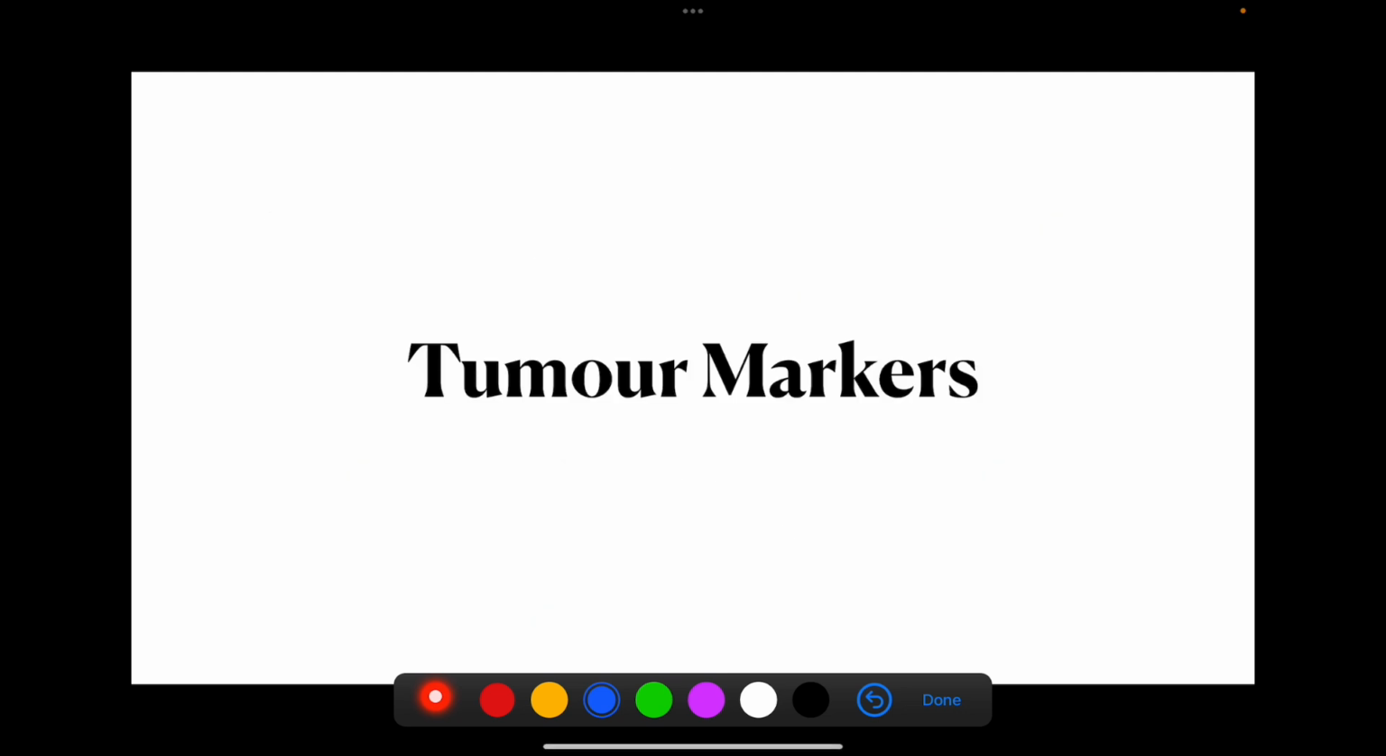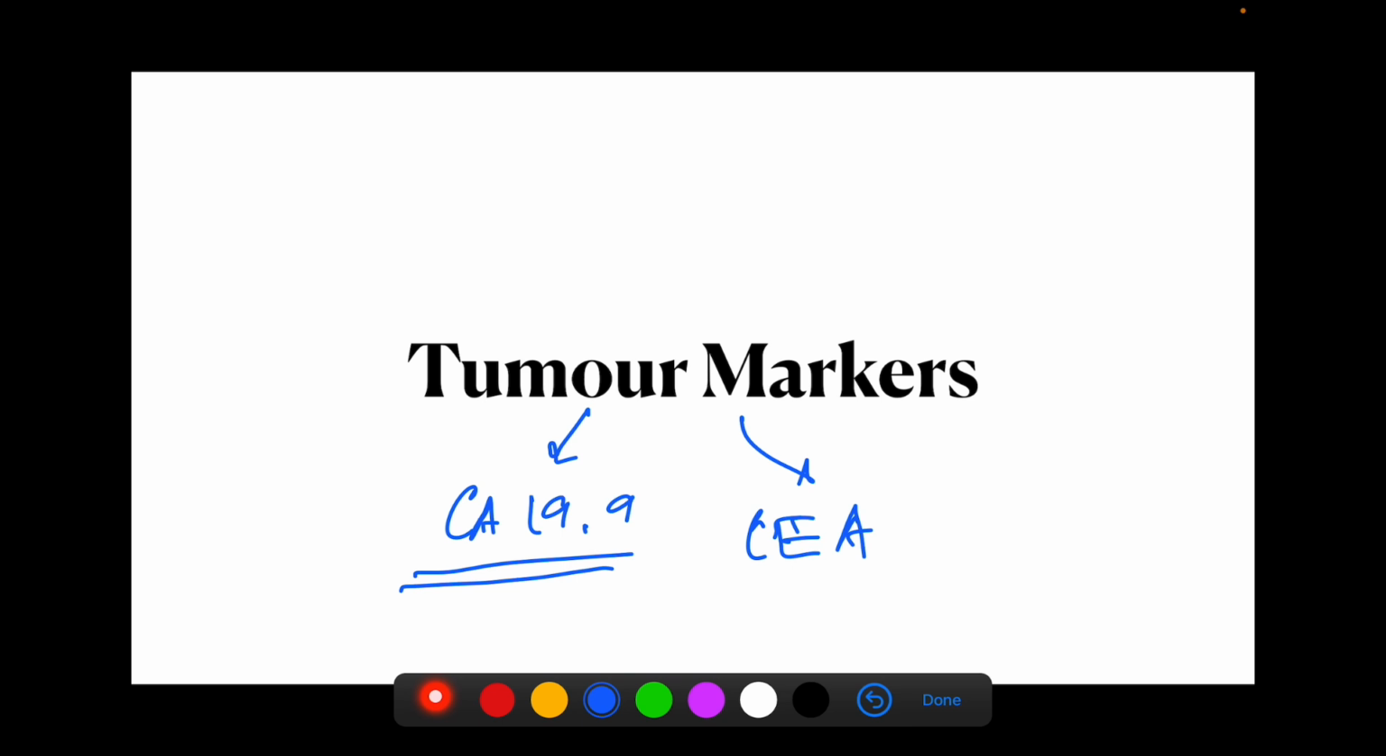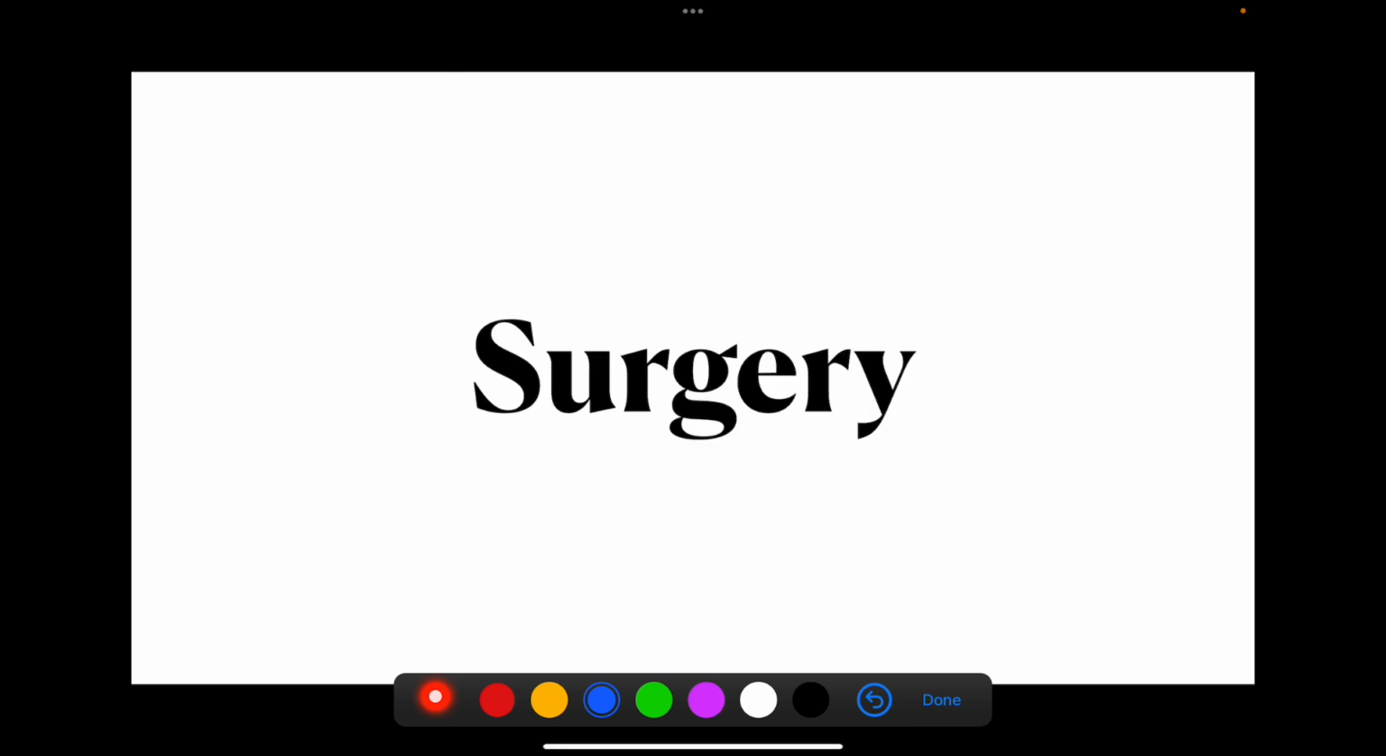Tumor markers, two important tumor markers, CA 19.9 and CEA, are often raised in pseudomyxoma peritonei and other varieties of appendicular neoplasms, right? So whenever you have a suspicion of appendicular neoplasm, get these tumor markers done.